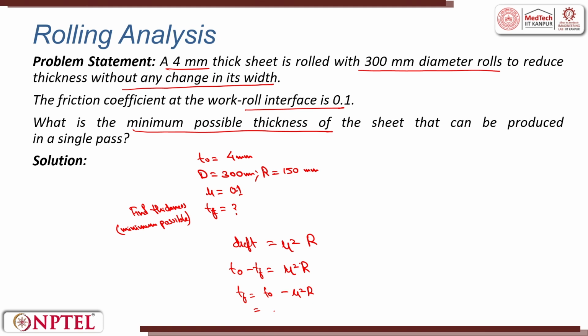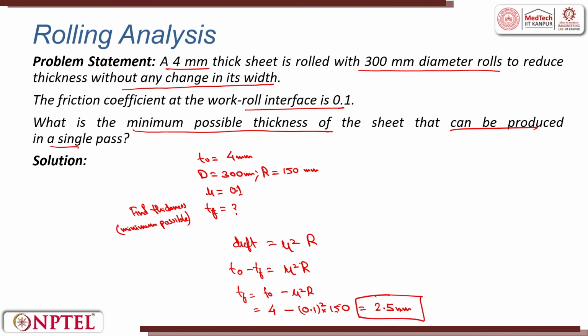Let me put the values. T naught is 4 millimeters minus mu is 0.1 square into R is 150. This gives me the value of Tf as 2.5 millimeters. That is the minimum possible thickness of the sheet that can be produced in a single pass.